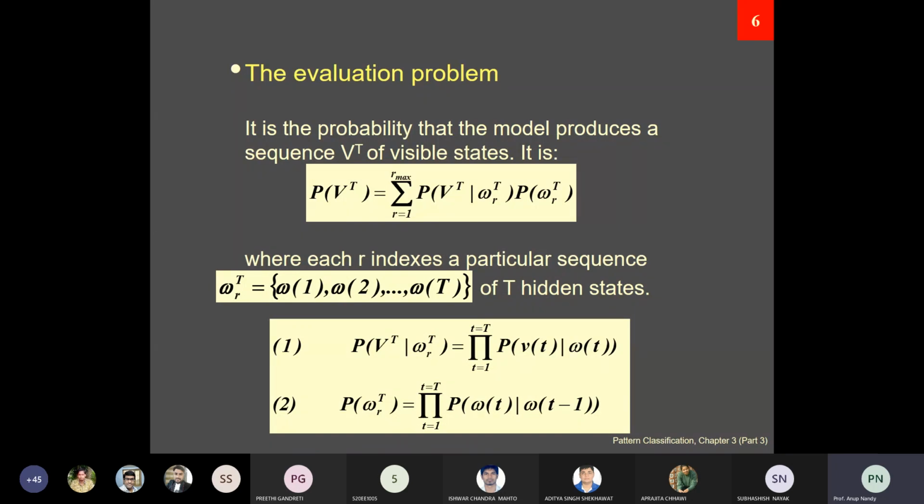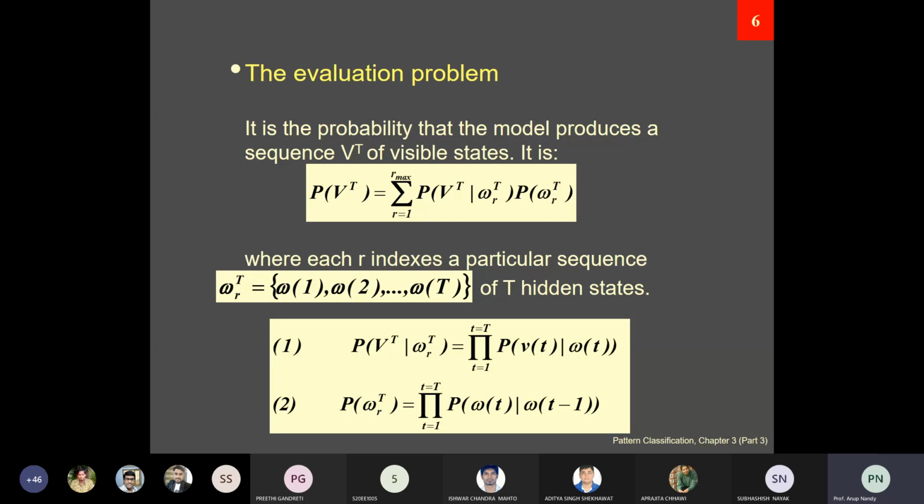To compute this observation sequence, what is the probability that the model will generate the observation sequence given theta? Now for each r, which indexes a particular sequence, as I already told you.